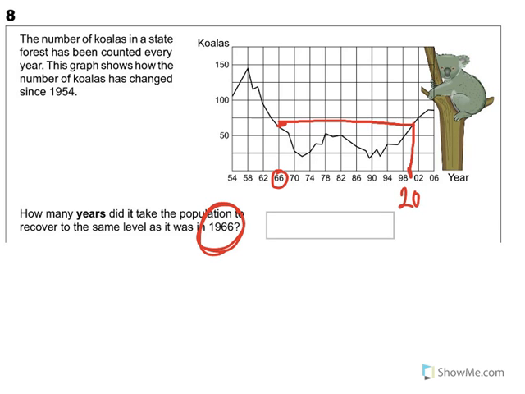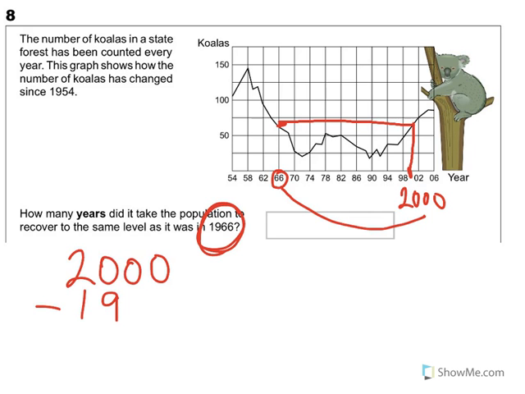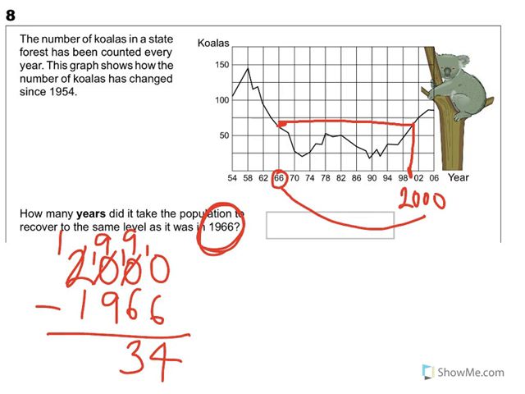So we want to know the time between 1966 and 2000, so we can do 2000 minus 1966. Borrow. 10 minus 6 is 4, 9 minus 6 is 3, 9 minus 9 is 0, and 1 minus 1 is 0. So the answer is 34 years.